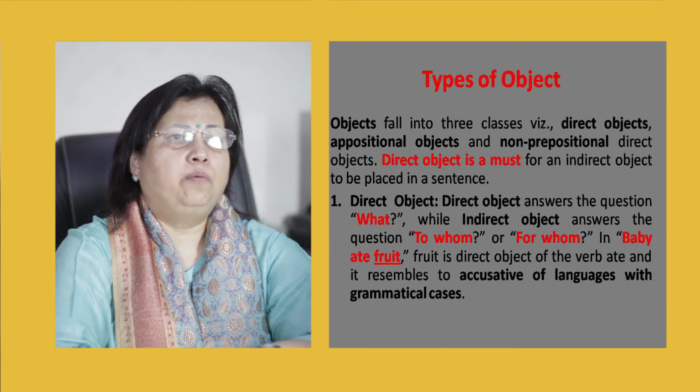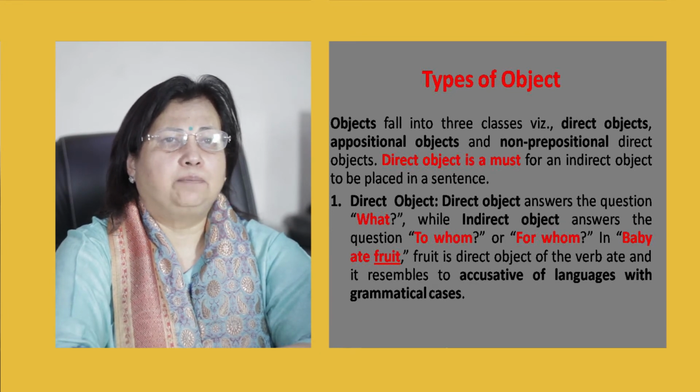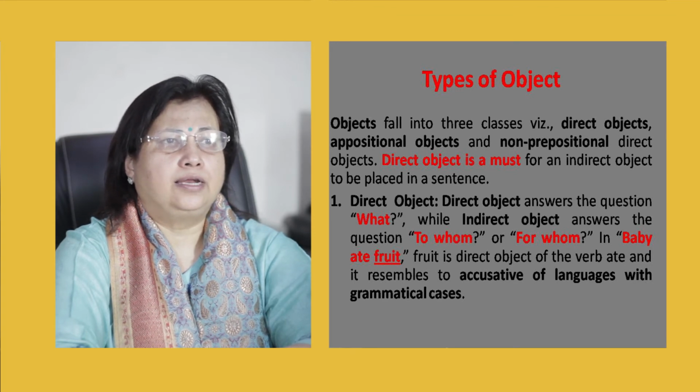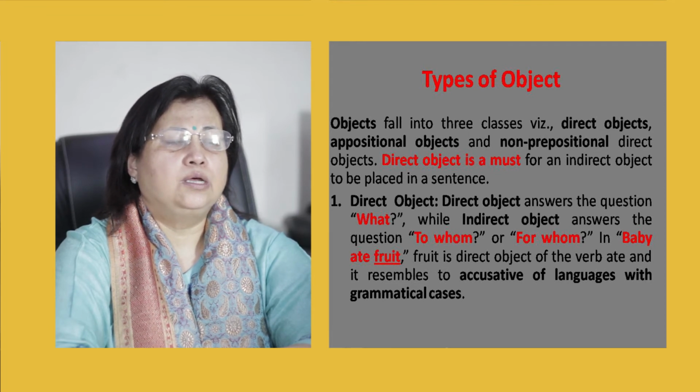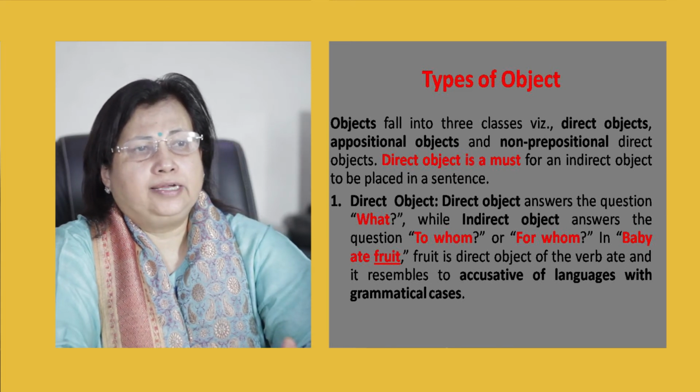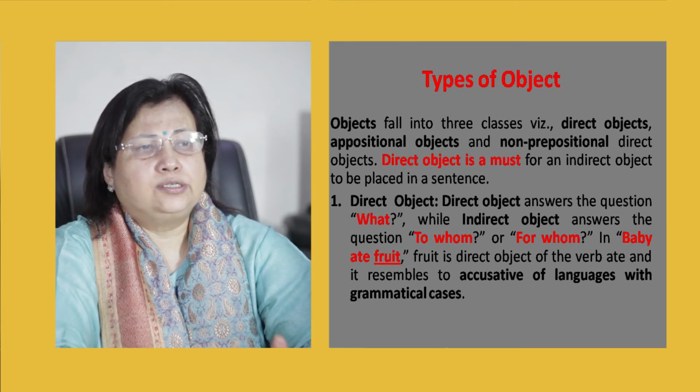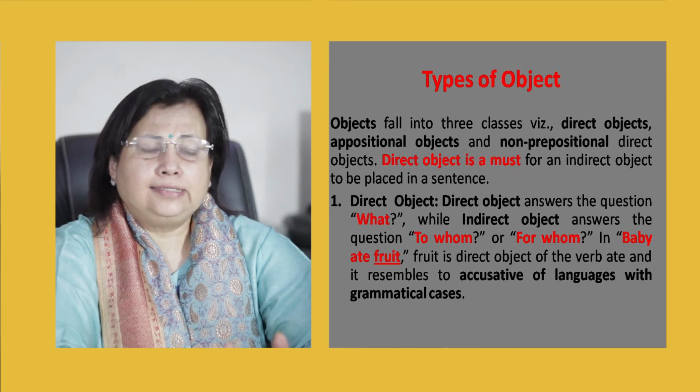Types of objects. Objects fall into three classes: direct objects, indirect objects, and prepositional objects. A direct object is a must for an indirect object to be placed in a sentence. Direct object answers the question what, while indirect object answers the question to whom or for whom. In baby ate fruit, fruit is the direct object of the verb ate, and it resembles the accusative of languages with grammatical cases.